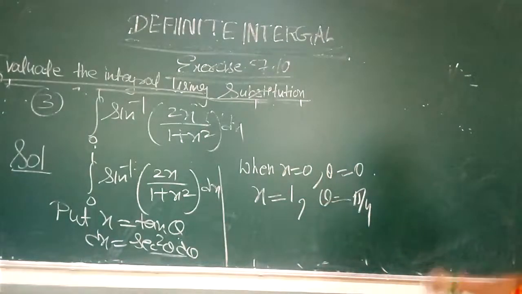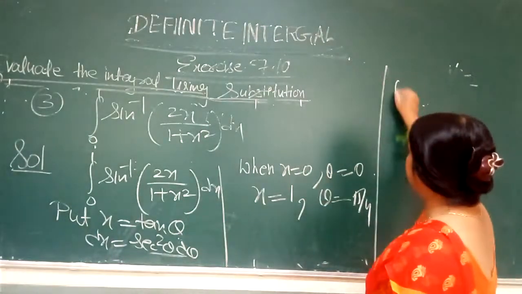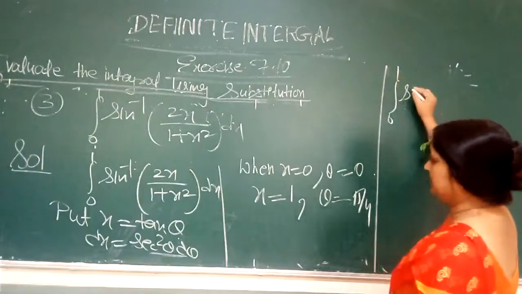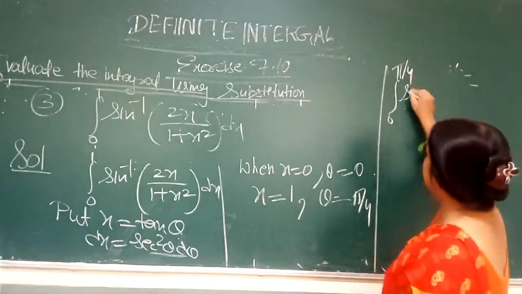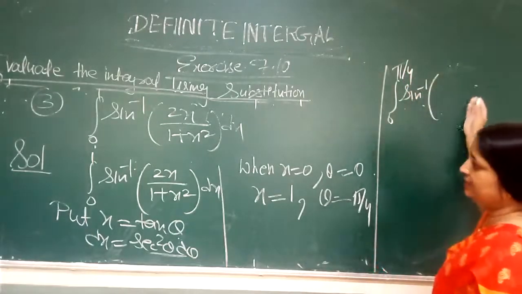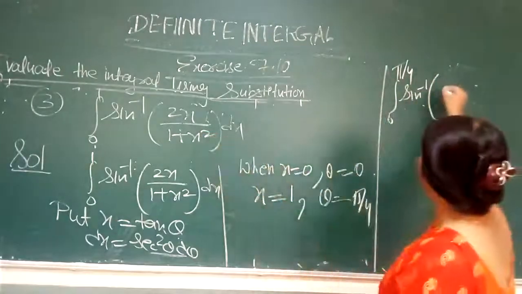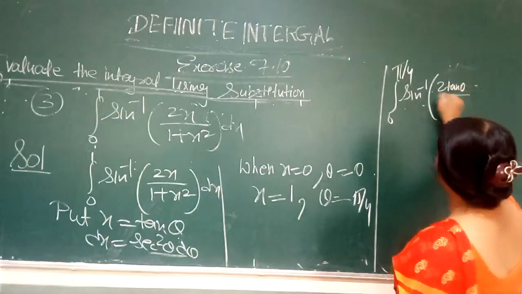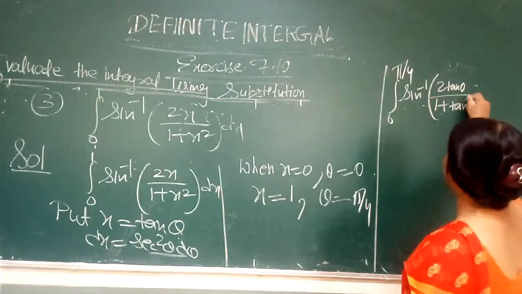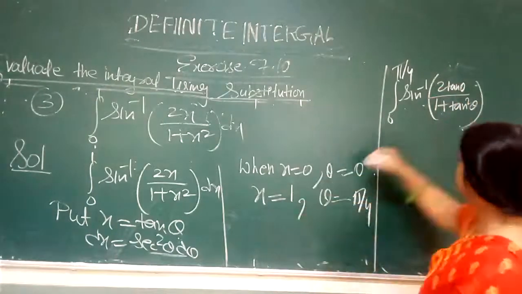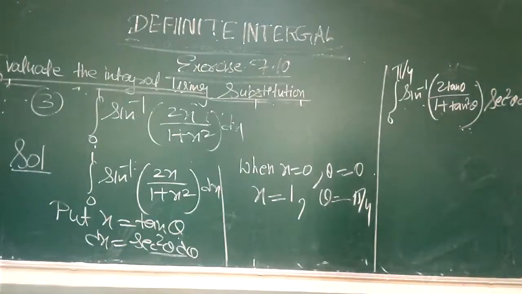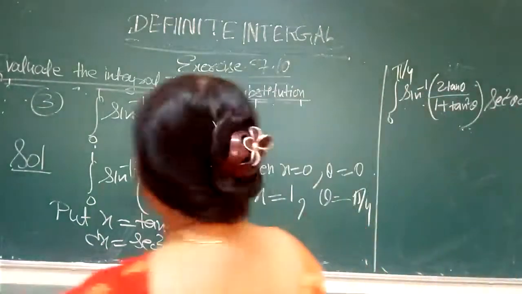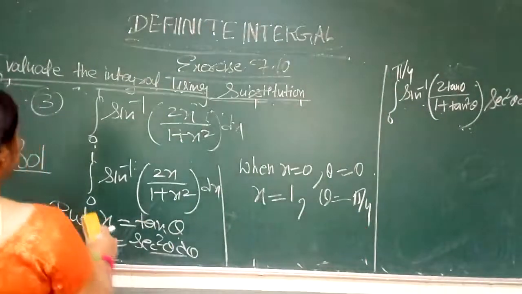Now after that we will put the value here. Now integration of 0 to 1, we are changing the limit, so 0 to pi by 4, and here sine inverse, what is the value of 2x upon this term? It will come 2 tan theta upon 1 plus tan square theta into what is the value of dx? That is sec square theta into d theta. Students, what is coming here? That is sine inverse 2 tan theta upon 1 plus tan square theta d theta.